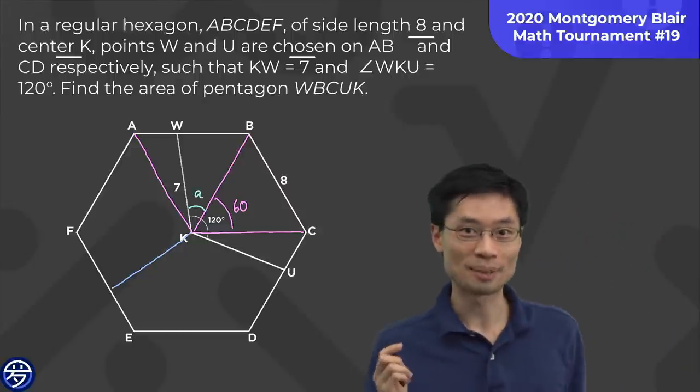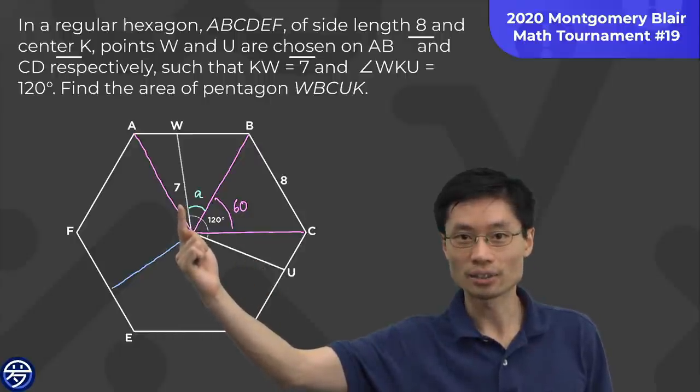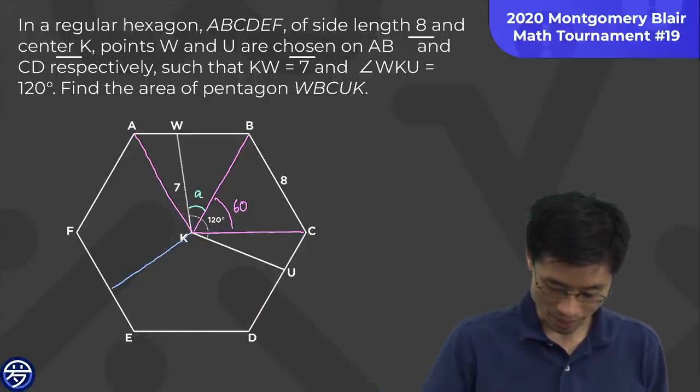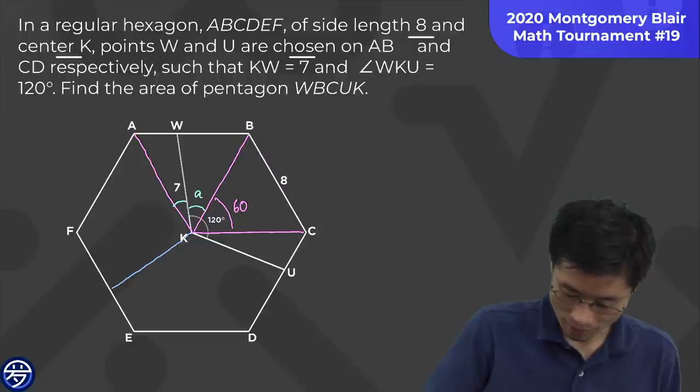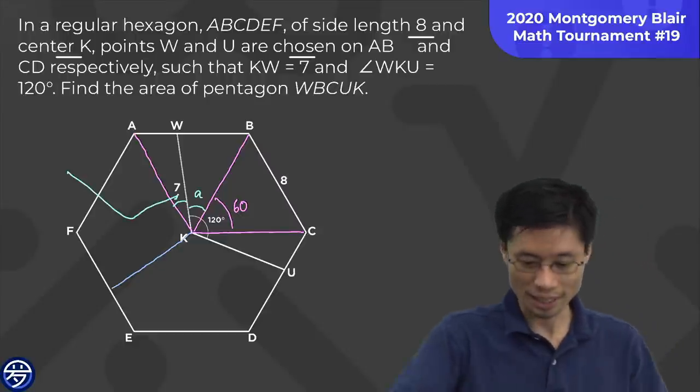Now, if that happens to be A, can anyone tell me what is the angle here? I'm going to use another green. That is a very ugly arrow.